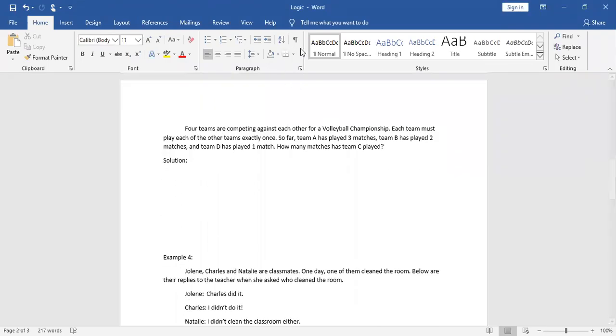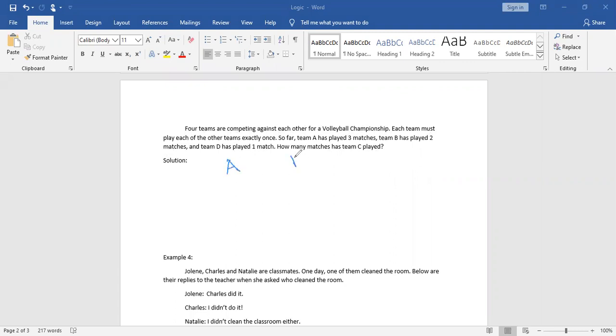Now, our next problem is an example of a problem that can use a graphical solution, and I'll show you what that is. So we have people playing for a volleyball championship, and each team only plays each of the other teams once. So A plays 3, B plays 2, D plays 1, and we're not done yet. So this is in the middle of the championship. And it asks how many matches has C played.